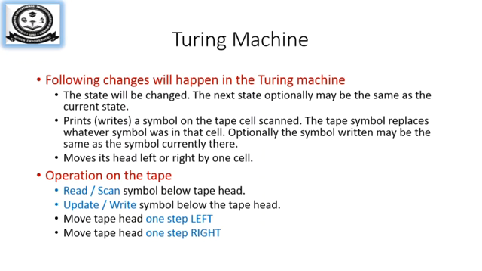What are the operations that can be performed on the Turing machine? It can read a symbol below the tape head. Where the tape head currently resides, that symbol from the tape can be read, or it can be updated. That's your second option. Updated in the sense that you can write the symbol below the tape head. So that will be one more operation. And the next thing is, after reading or updating the symbol on the cell, the tape head has to move. It can move in both directions, either to the left side or to the right side. So there is a set of operations that can be performed in a Turing machine. We have two sets of operations.